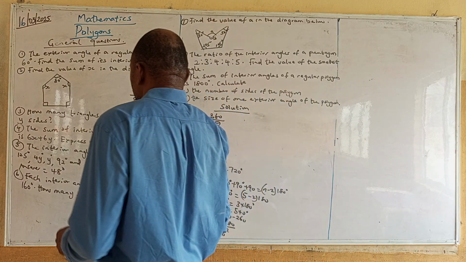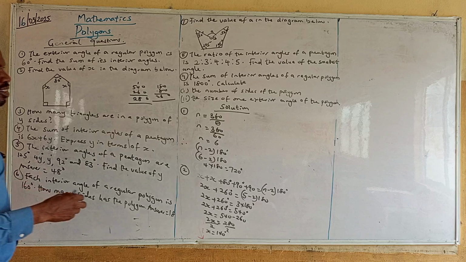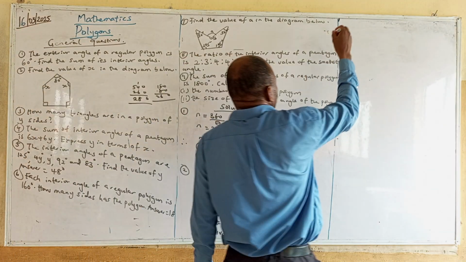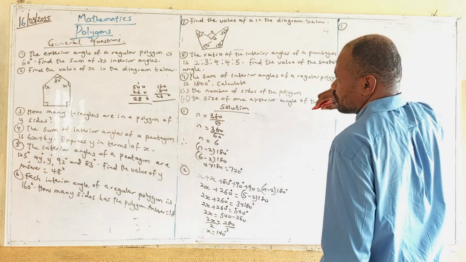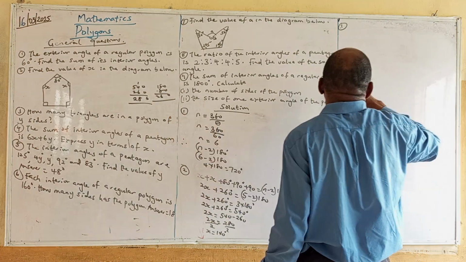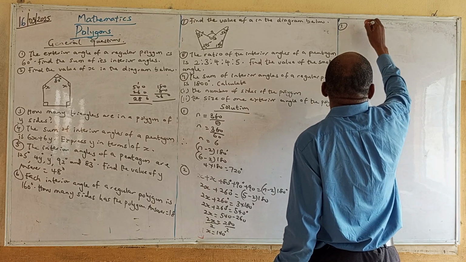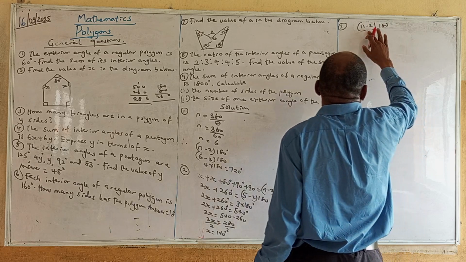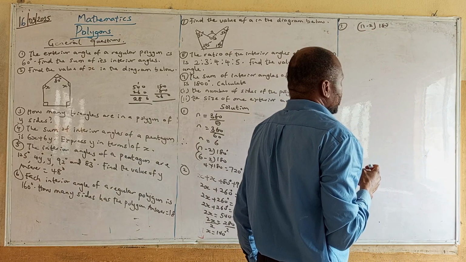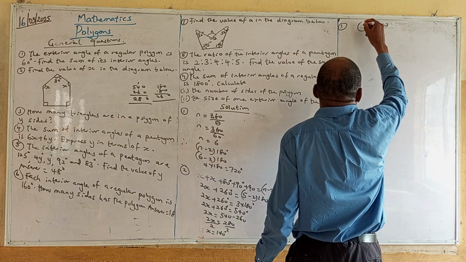Then number 3. How many triangles are in a polygon of y sides? Okay, the question is saying y sides instead of n sides. So I will have it like this. Normally we write (n minus 2) times 180, the sum of interior angles of any polygon. So in this case, the question is saying y, so instead of n here, I'll put y.